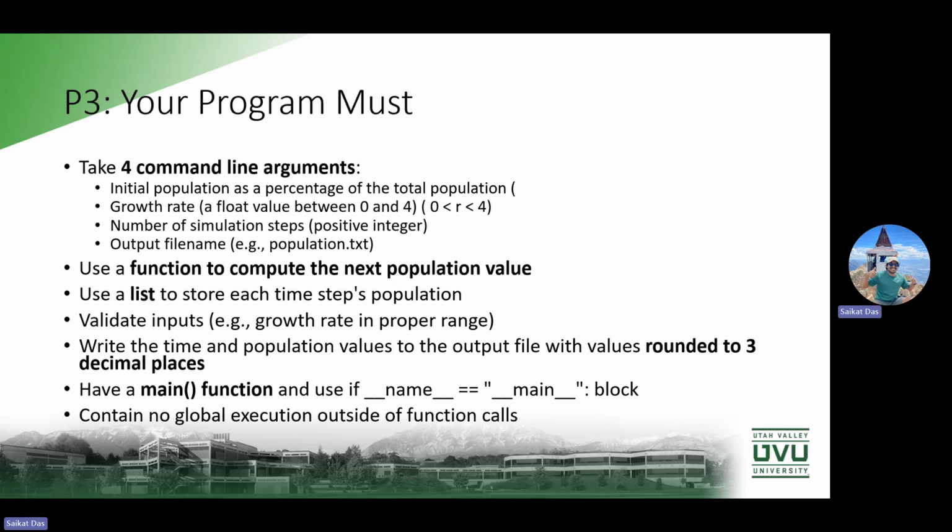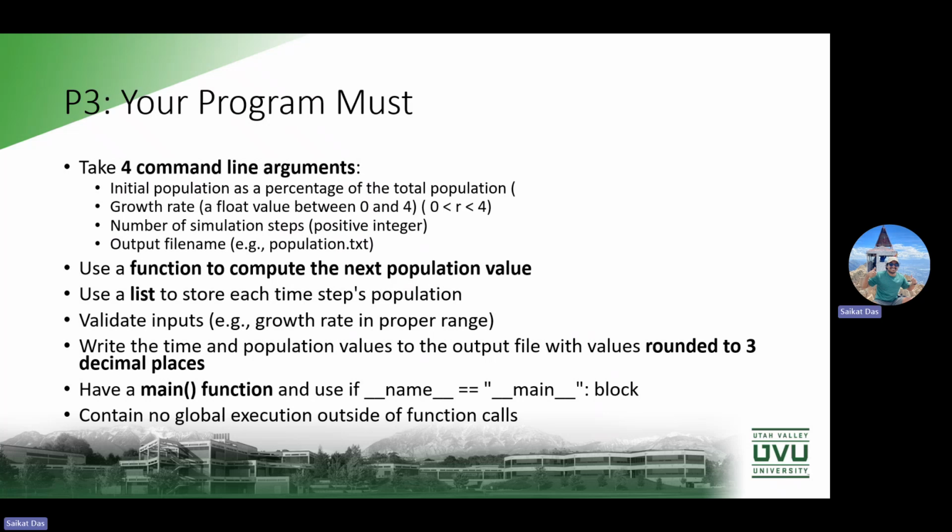You use a function to compute the next population value, which is our logistic equation. Given the previous population and the growth rate, it will create the next population. That means those 2 are the inputs, and output is the next population. And do not print anything inside the function. As I told you, the purpose of writing a function is to serve some task. So do not print anything there unless it's the main function.